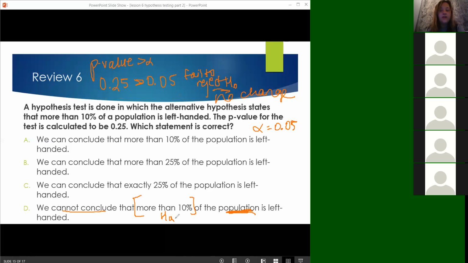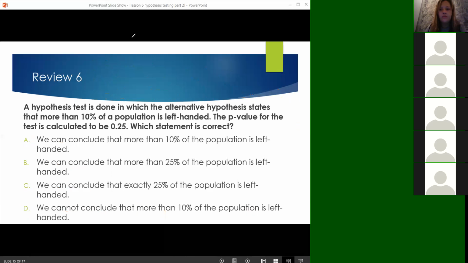And we're going to fail to reject the null. If more than 10% was true, that would be in favor of the alternative. So in this case, we're going to not reject our null. So we're saying that we still think that there's no change. So D would be our correct answer. All the others are incorrect because they're talking about being able to conclude something, which, since our p-value was greater than our alpha, we're unable to do. So D is our answer. Good job. All right, I think we have one more.